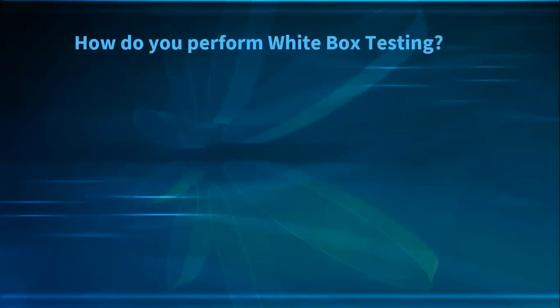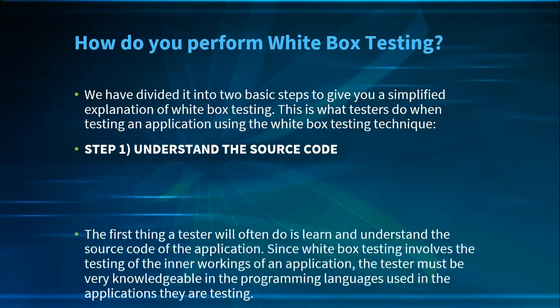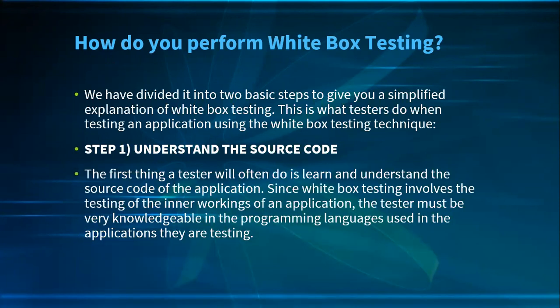How do you perform this? It's just two ways. We have divided into two basic steps to give you a simplified explanation of white box testing. And the first step is understand the source code. How do you do it? The first thing you as a tester will often do is to learn and understand the source code of the application. Know the source code.